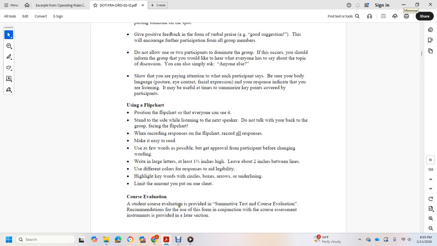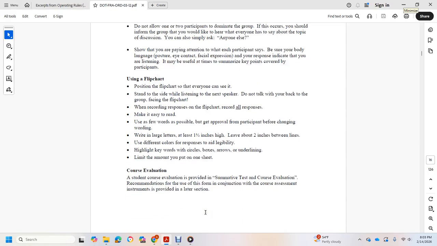Course evaluation. Student and course evaluation provides summative tests and course evaluation. Recommendations for use of the form in conjunction with the course assessment instructions are provided in a later section.